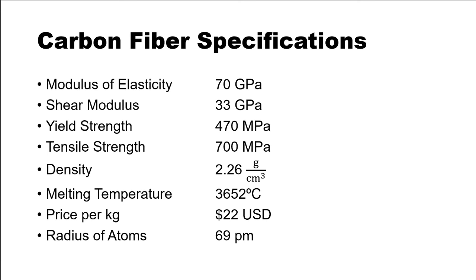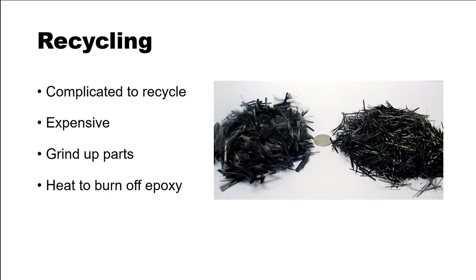Now, the big kicker for that is if you jump down to price per kilogram, carbon fiber can run over $22 per kilogram, and you can buy steel in bulk for under $1 per kilogram. So that's the big kicker. But the melting temperature is over double the melting temperature of steel, which makes it fantastic for high temperature applications. And the radius of atoms comes in just under 70 picometers, which means you can fit a lot of atoms within one strand for carbon fiber.